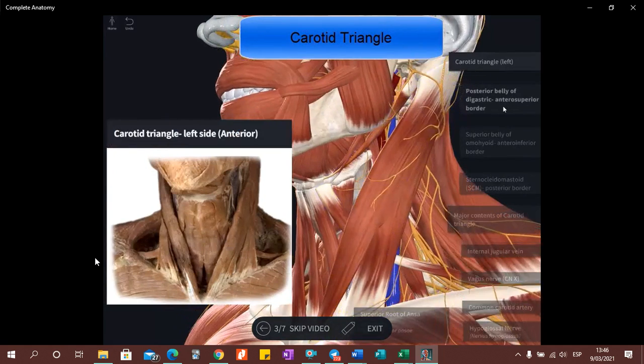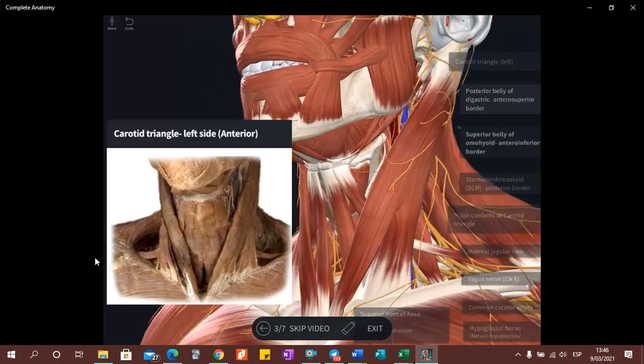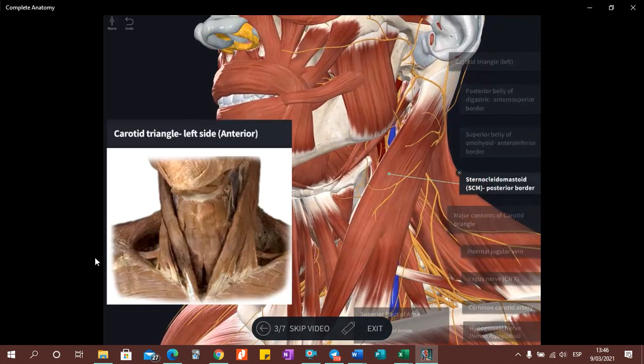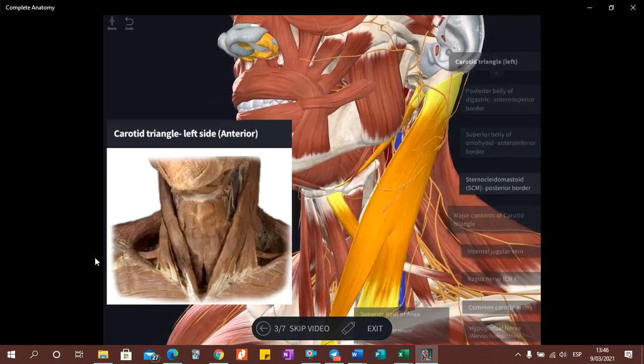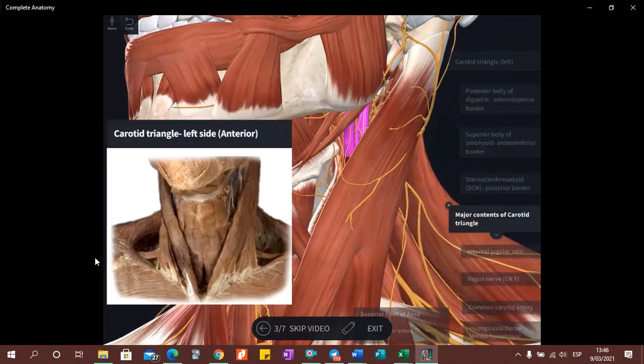Next up is the carotid triangle. Note the boundaries of the carotid triangle are your posterior belly of the digastric, the superior belly of the omohyoid, and the sternocleidomastoid. Within the carotid triangle, you're going to find a couple of interesting structures. Some of the major contents will be as follows.